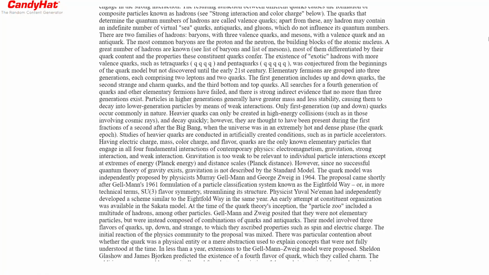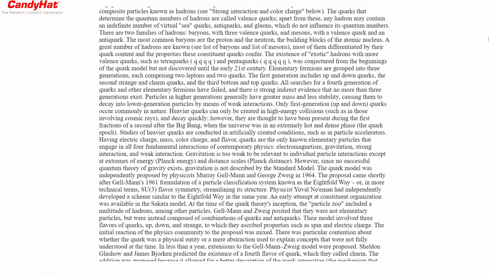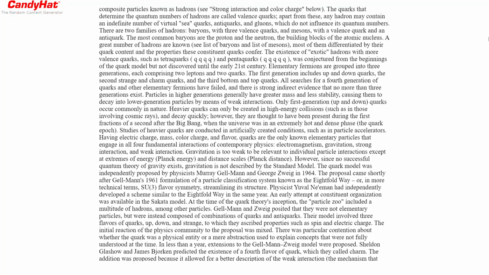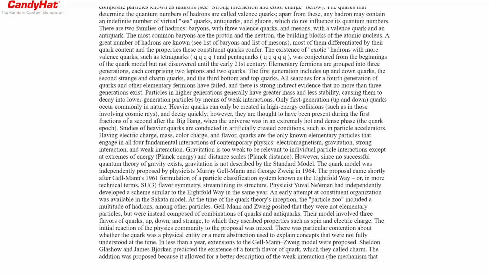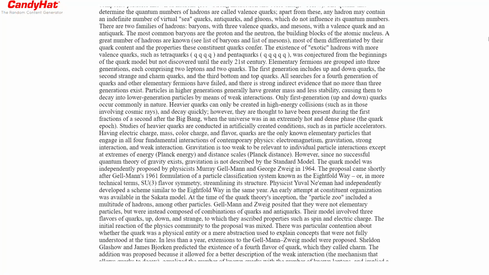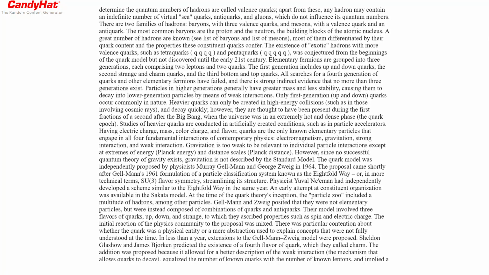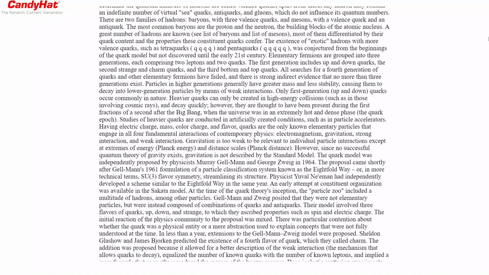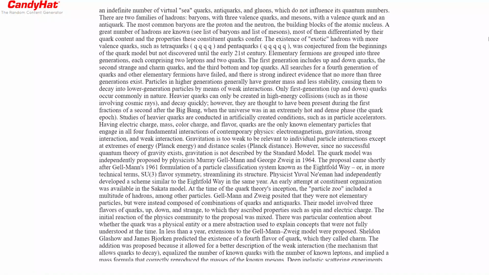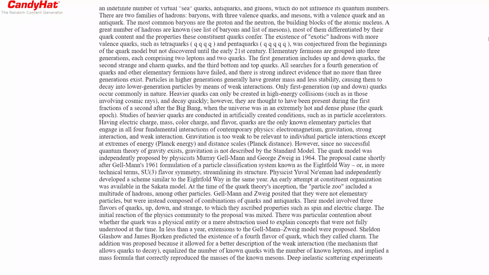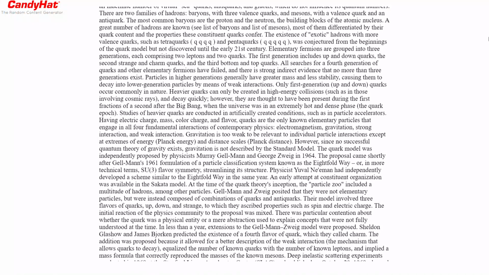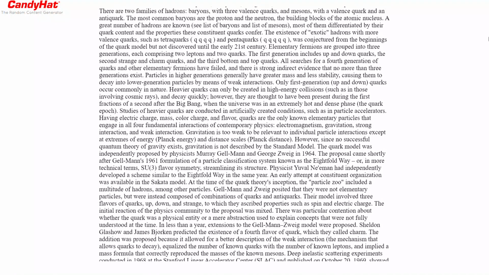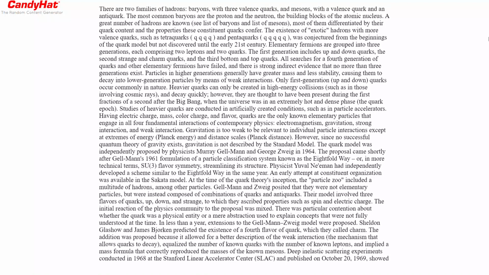In less than a year, extensions to the Gell-Mann-Zweig model were proposed. Sheldon Glashow and James Bjorken predicted the existence of a 4th flavor of quark, which they called charm. The addition was proposed because it allowed for a better description of the weak interaction, the mechanism that allows quarks to decay, equalized the number of known quarks with the number of known leptons, and implied a mass formula that correctly reproduced the masses of the known mesons.